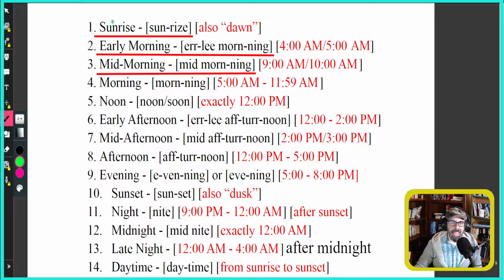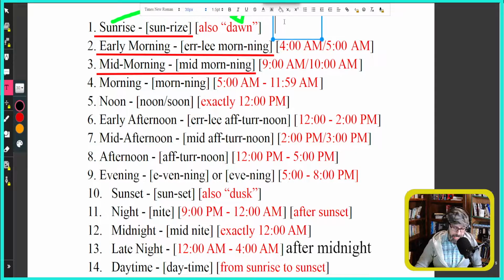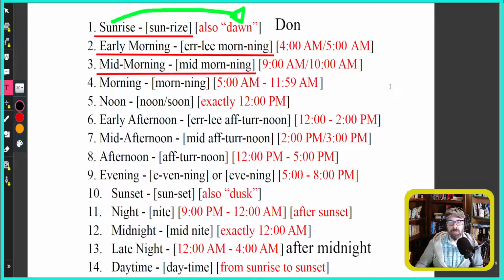Sunrise, there's a different word for sunrise. You can also say dawn. Dawn sounds like the name Dawn, like Donald. So sunrise or dawn.